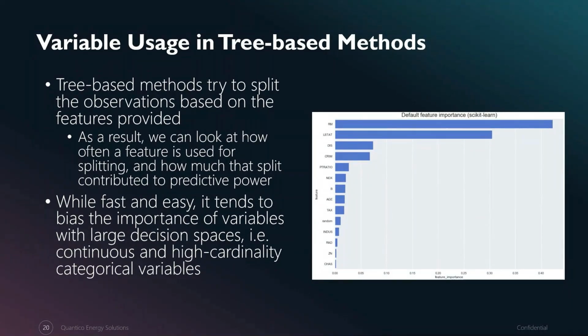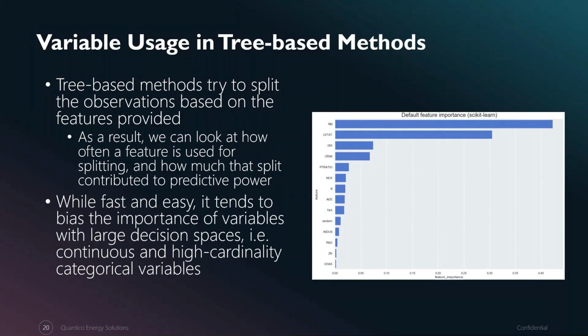So one, it biases the importance of variables with a large decision space. What I mean by that is, since the model is trying to split values based off of some determined amount, if you have one feature that is just the number of doors on a car, it's not a very large decision space. You could have 2 doors, you could have 4 doors. Maybe in very, very uncommon circumstances, it could have 6 or more. So when the model tries to split, it doesn't really have that much room to work with. So it's only going to split it so many times.